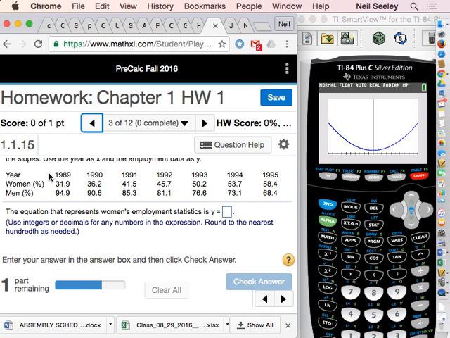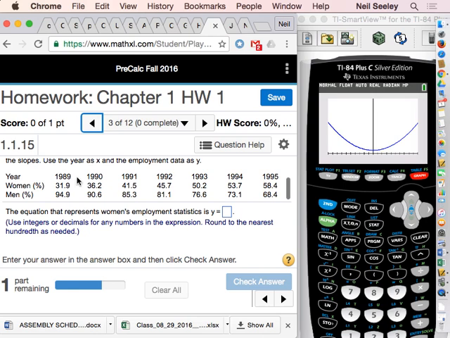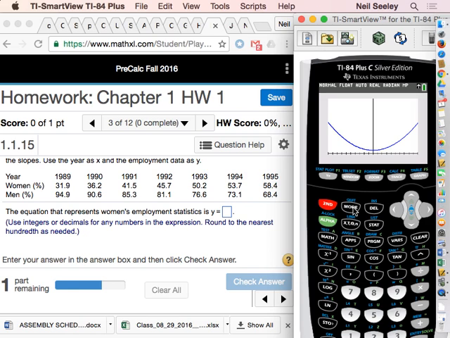So we're only looking at women, right? The equation to represent women's employment statistics is y equals. And 1989 is 31.9 and 1995 is 58.4. That means we're really just doing a problem of finding the equation between 2 points, something we've done before. The first point is going to be 1989, 31.9, but we're not going to use 1989. We're actually going to use 0. I want to find the slope first, so that I can put that in my y equals mx plus b.